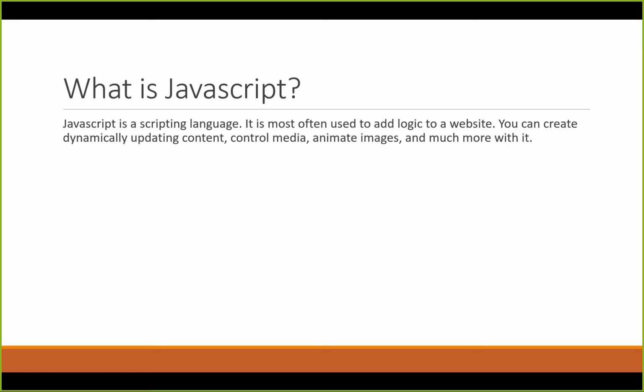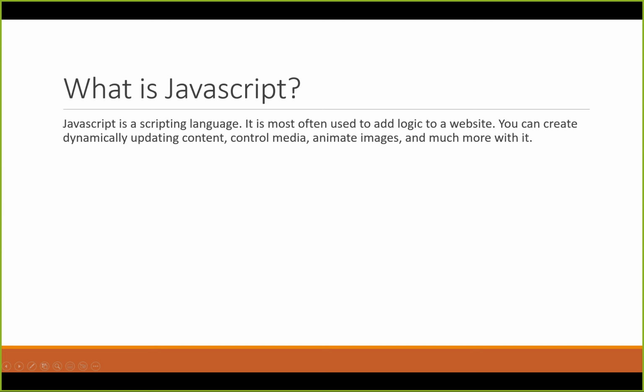So what dynamically updating content means is, let's say you have a clock on your page. You can make it so that the time is constantly updating and changing every single second so that you can see the seconds count. Okay? So right now, we're just going to go into our code and then start using JavaScript.